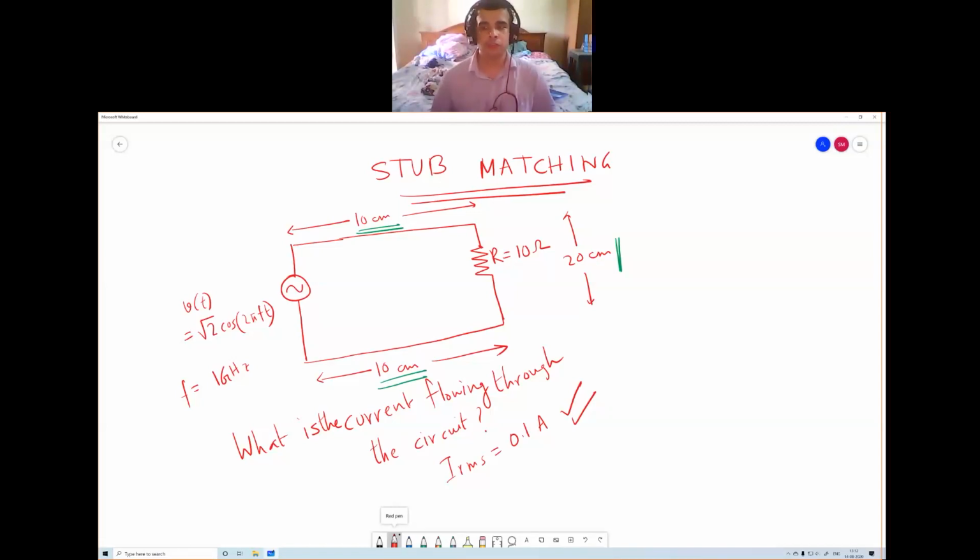Okay. So now if I change from kilohertz to gigahertz, now what happens? Is the current still 0.1 amp? Yes, sir. Well, the answer is this time no. Unfortunately, the answer is no longer 0.1 amp. Why? Let us see.